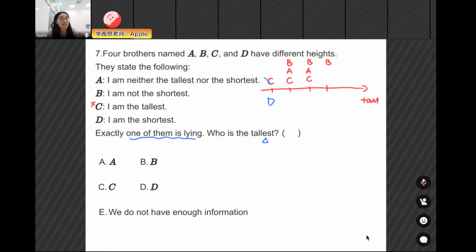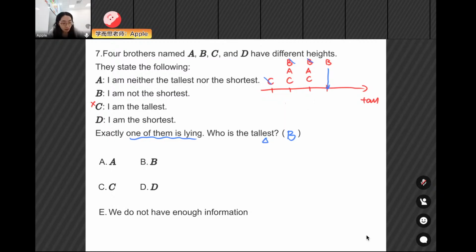And here, everyone, according to all these possibilities, who is the only one that can be the tallest one? Only B, right? So here, let's write down B. Then what about the two positions in the middle? Maybe A, maybe C, right? For these two people, we cannot confirm. So maybe you arrange them in this way, or you put C and A like this. In this way, you see that there's no conflict. So who is the tallest one? It should be B, okay?